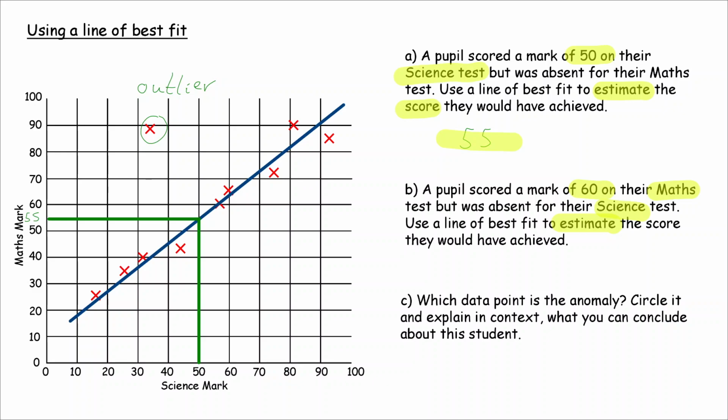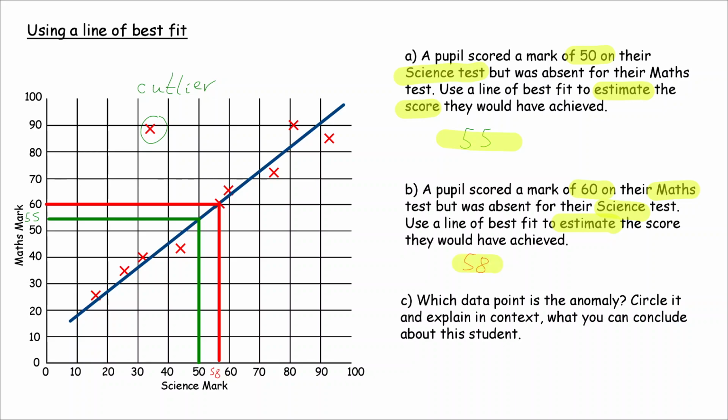So 60 on the maths is going to be over here. I go to my line of best fit, once that's been in red. There we go, 60. I go across. There we go. And I go down. There we go. To me, this looks like it's about 58 roughly. You can't be exact, but approximately, because it is an estimation, I would say about 58. And that is your answer for this one. And let's highlight it in yellow.